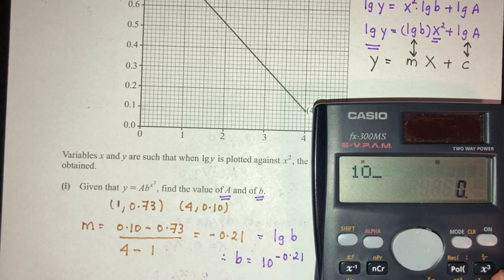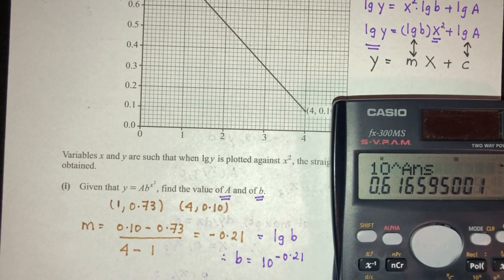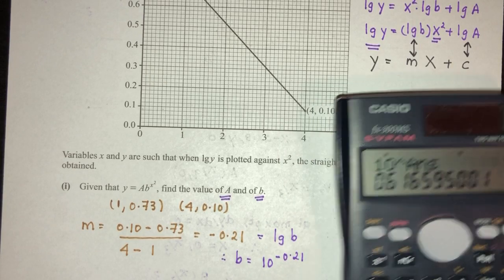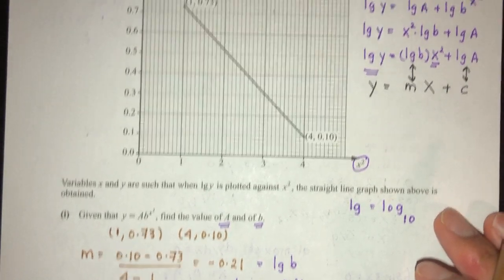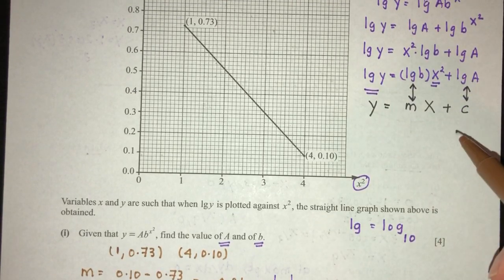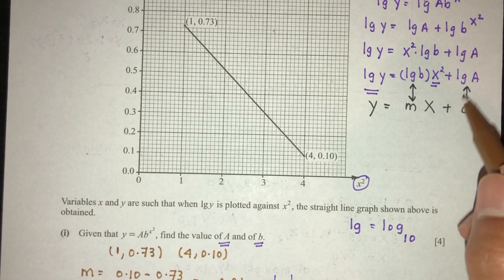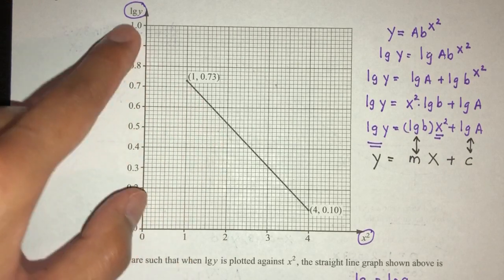So 10 power of answer, that should be 0.617. That is your value of b. So now we have to find the value of a. A is your y-intercept. So it is where it cuts the y axis.